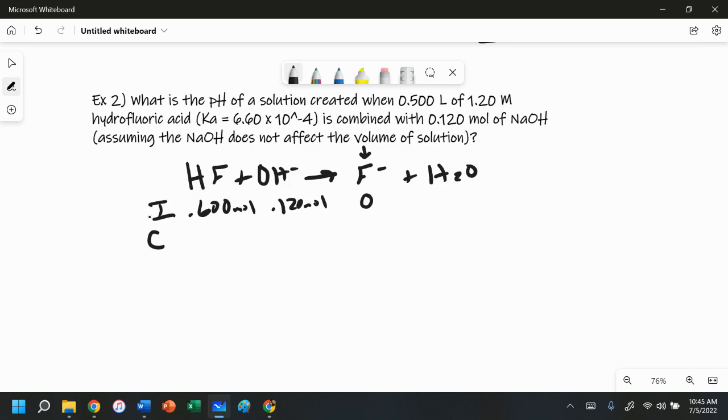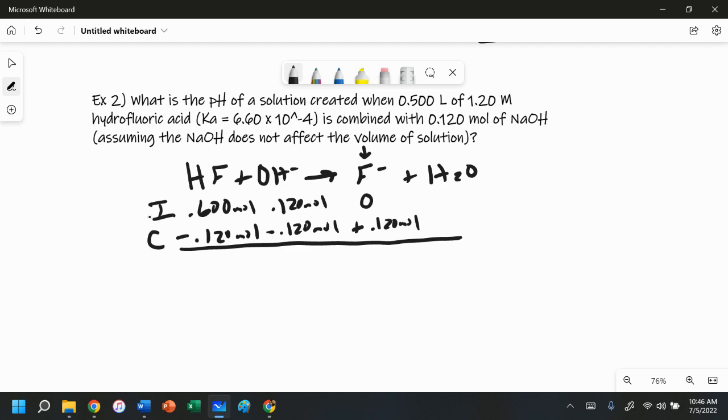So change. How much is this all going to change by? Well, again, the limiting reactant is going to run out first. We can only make as much product as we have limiting reactant. And so our limiting reactant, if you look at our mole ratio here, we have fewer moles of base than we do of acid. So we're going to react 100% of the base, and we're only going to lose 0.12 moles of our acid because the limiting reactant limits how much product you can make. We are going to gain stoichiometrically 0.120 moles of our conjugate base.